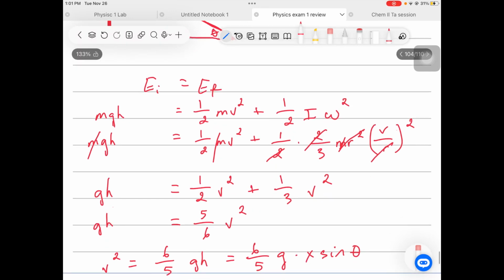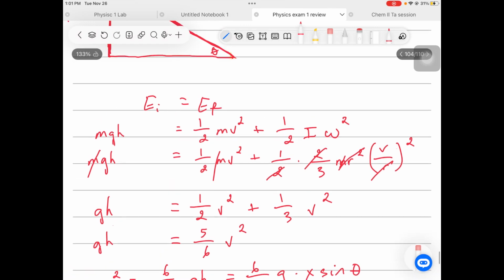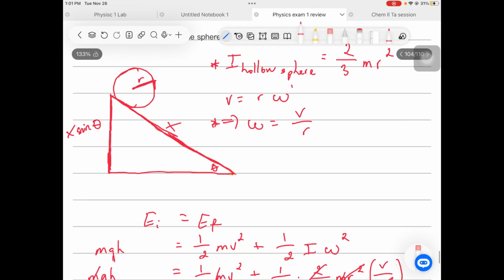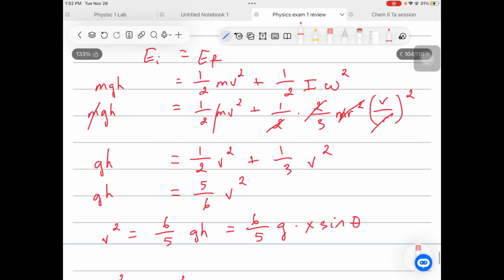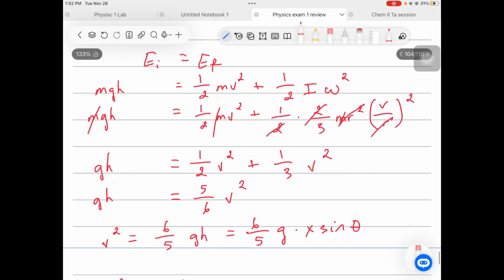Solving for v squared, we have v squared equals 6/5 gh. And we know that h up here is equal to x sine theta. We can substitute that back in here as well. So v squared equals 6/5 g times x sine theta. So we know this v. But the problem is asking us to solve for translational acceleration.